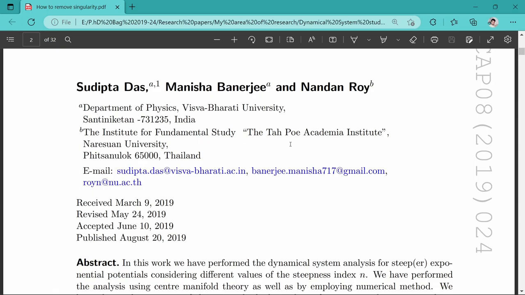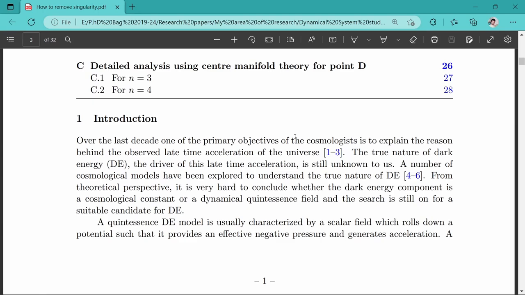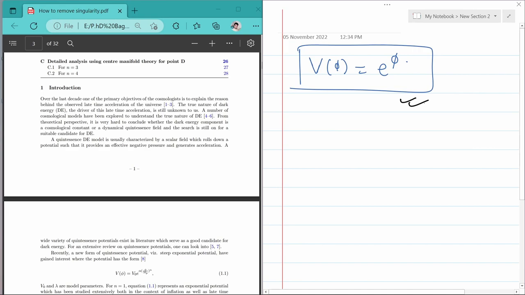Here they have chosen the potential of the scalar field to be an exponential potential. The quintessence potential is usually assumed to be e to the power phi, or people sometimes choose phi to the power p. These categories are called power law potentials. These are exponential potentials. But we can again choose this exponential potential to be e to the power phi to the power n. What does it mean? It means that we can choose phi square, phi cube, phi to the power 5, 4, and so on.